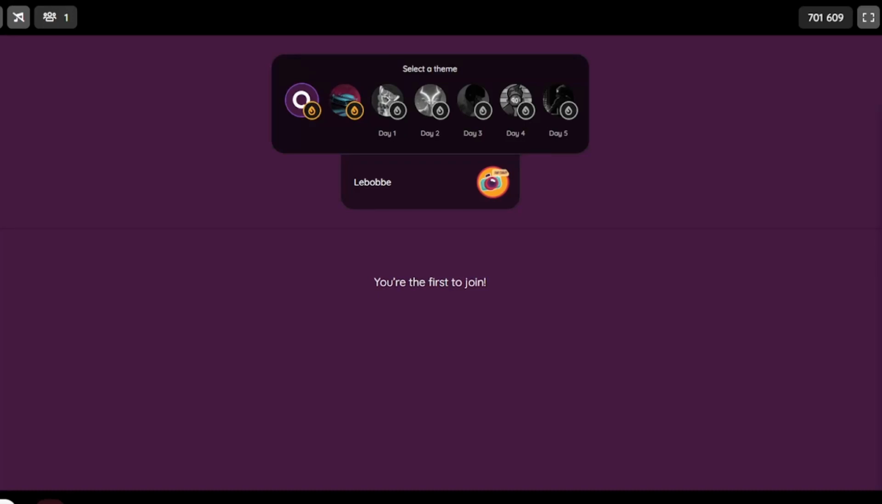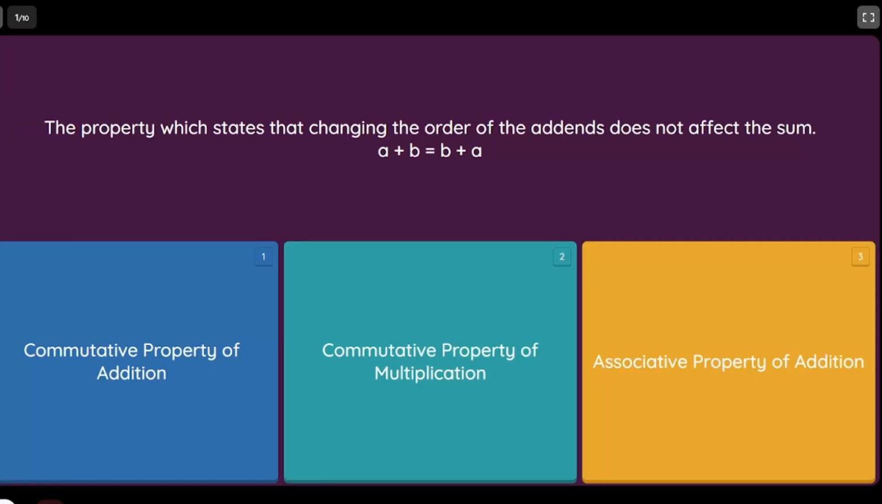Let's do a 10-item quiz for illustrating the different properties of operations on the set of integers. Let's begin. Question number 1.